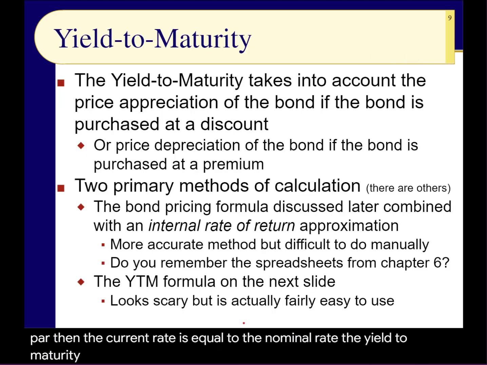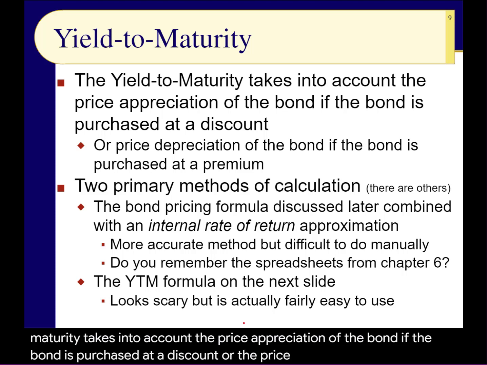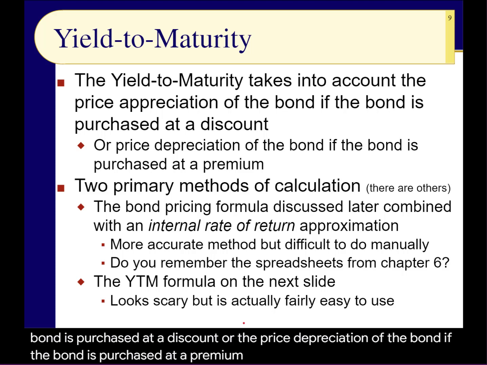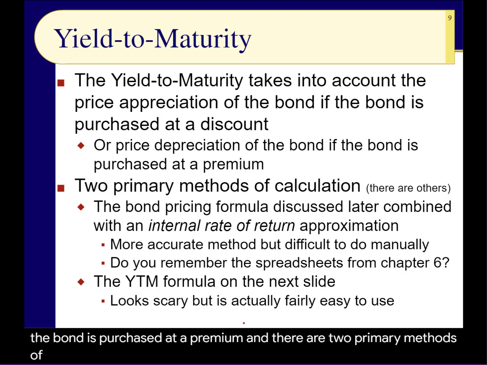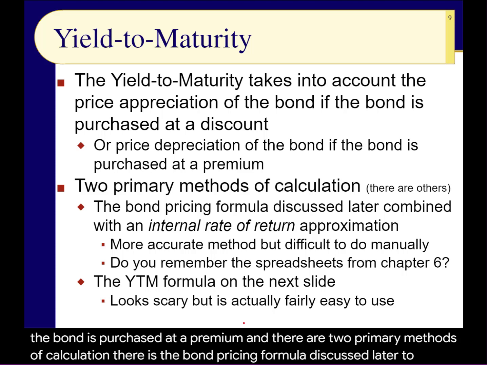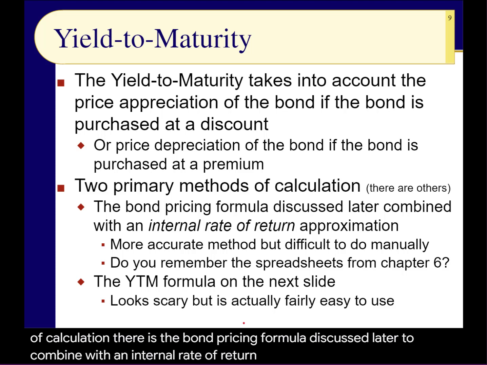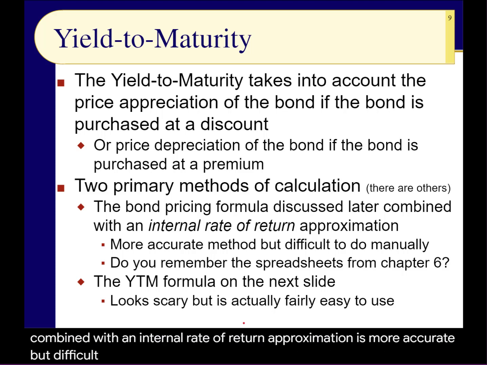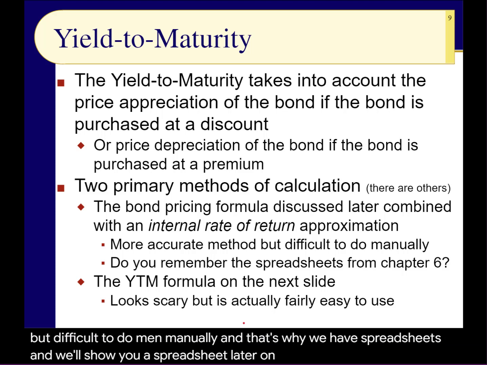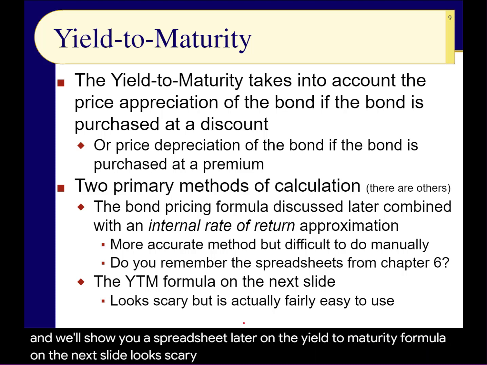The yield to maturity takes into account the price appreciation of the bond if the bond is purchased at a discount, or the price depreciation of the bond if the bond is purchased at a premium. And there are 2 primary methods of calculation. There's the bond pricing formula discussed later, combined with an internal rate of return approximation. It is more accurate, but difficult to do manually, and that's why we have spreadsheets, and we'll show you a spreadsheet later on.